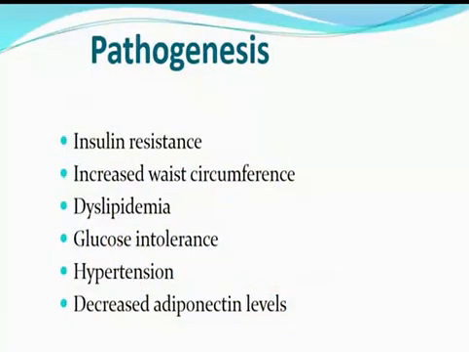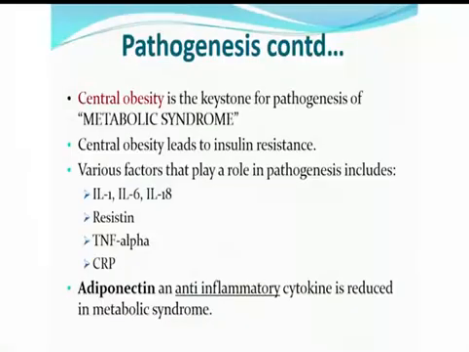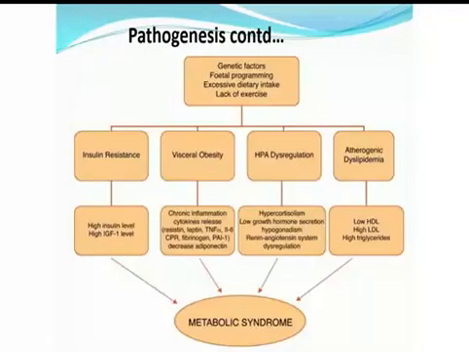There would be more visceral fat leading to increased waist circumference, dyslipidemia, glucose intolerance, hypertension, and decreased adiponectin levels. And there are various cytokines playing a role in this pathogenesis, which are different kinds of interleukins, resistin, TNF alpha, and C-reactive protein. And adiponectin, which is an anti-inflammatory cytokine, is basically reduced. So the protective things are getting lesser. Like we know that HDL is low in these patients, and the things which are promoting inflammation are higher in these patients.